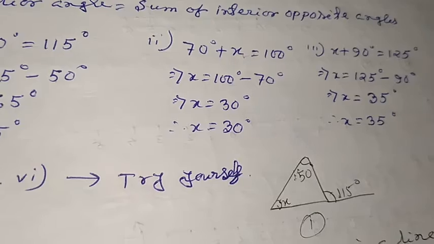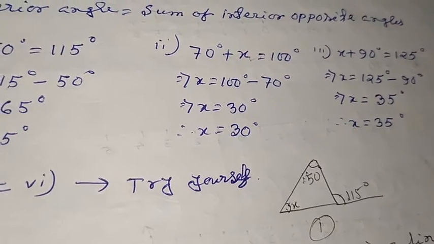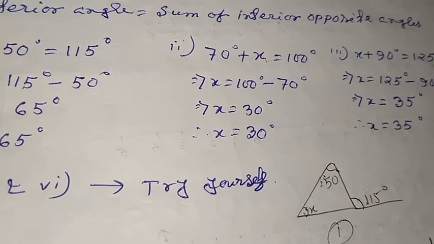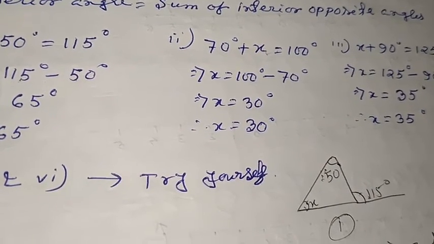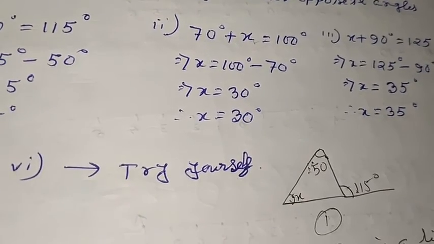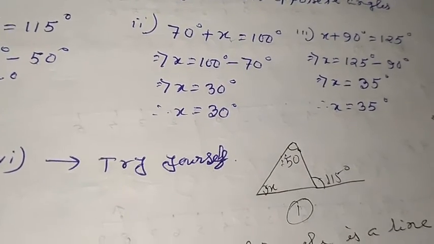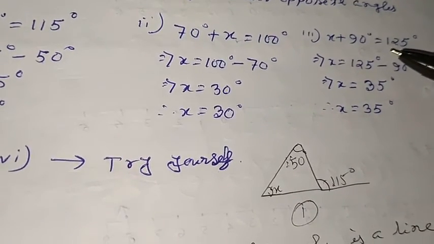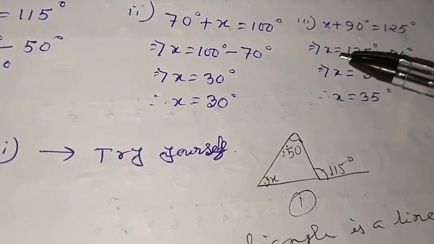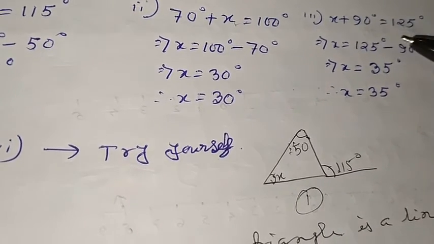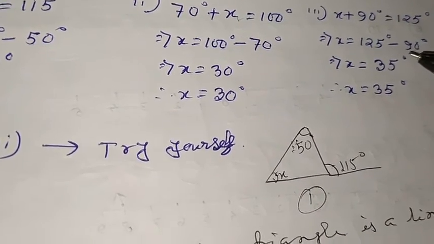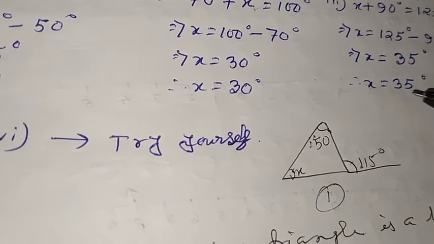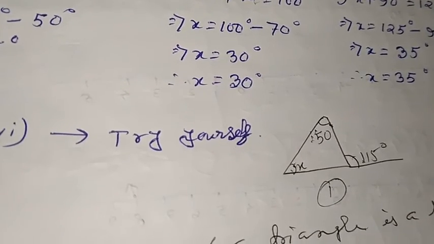Okay. Number 3, you can see that the exterior angle given is 125 degrees. And the opposite interior angles, one is x and the other one is the symbol of a right angle. Right angle means 90 degrees. So x plus 90 degrees equals the exterior angle 125 degrees, implies x equals 125 minus 90 on the right side, the sign changed. So 125 minus 90 equals 35 degrees. So the value of x, that means the unknown angle, is 35 degrees.